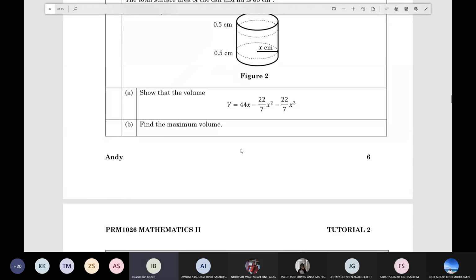Question 7, parts A and B: show that the volume of the cylinder equals 44x minus 22 over 7 x squared minus 22 over 7 x cubed. First, the method here is in terms of x. Make sure the method is correct, don't use the wrong method.